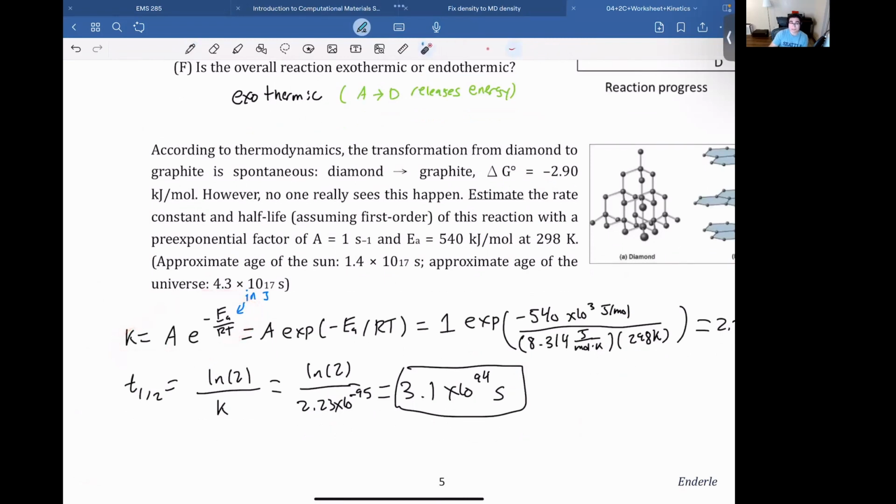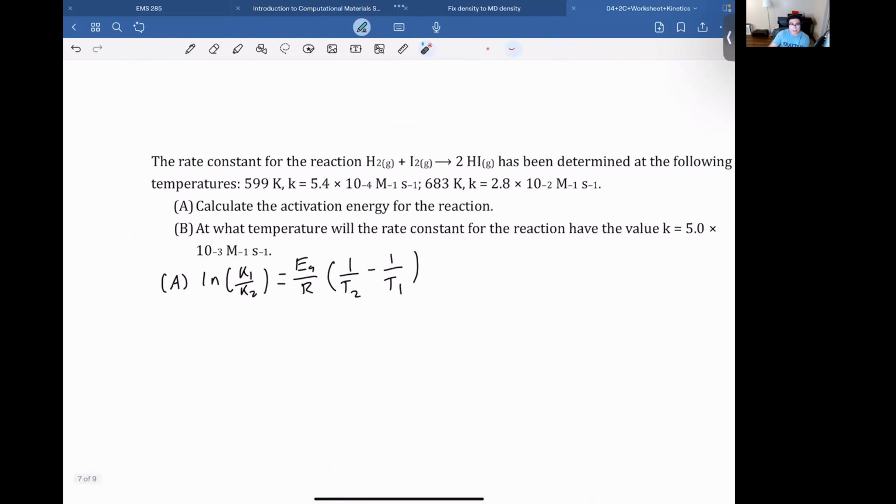Two different temperatures with the same activation energy, with two different Ks, and you're just dividing them. That's all it is. The A cancels out. You take the ln to get rid of the E, and then you simplify. But it is just a division here. Nothing else fancy. That's where it comes from.